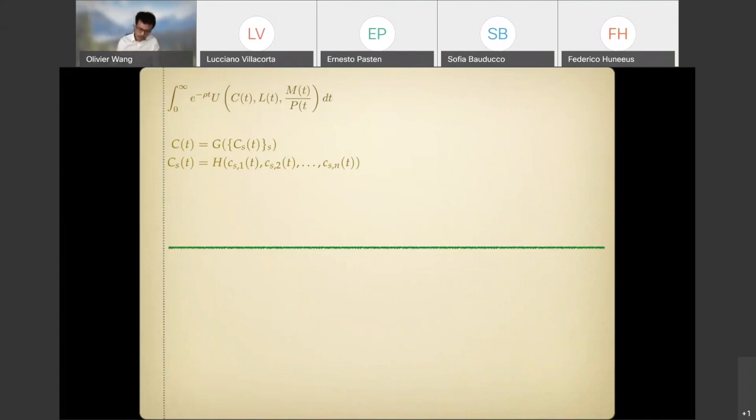To answer even more fully Federico's question and combine it with yours, if we had a finite number of sectors and a finite number of firms in each sector, you would just have a finite number of firms in the economy, and then you do Calvo, and then you don't have this law of large numbers.